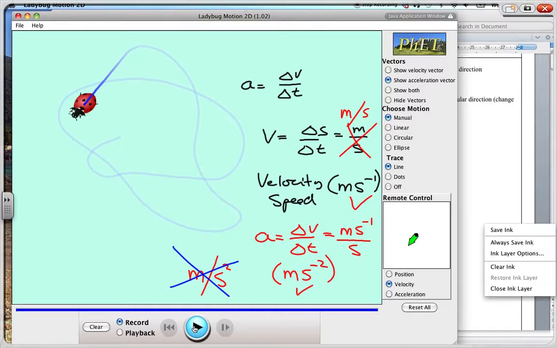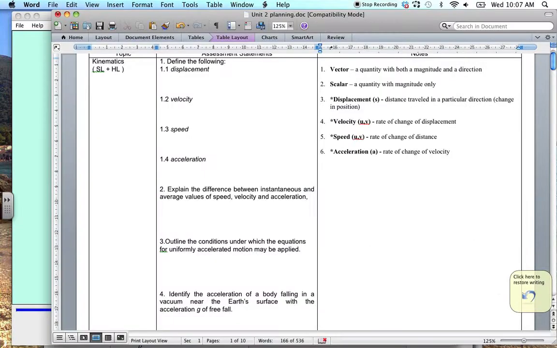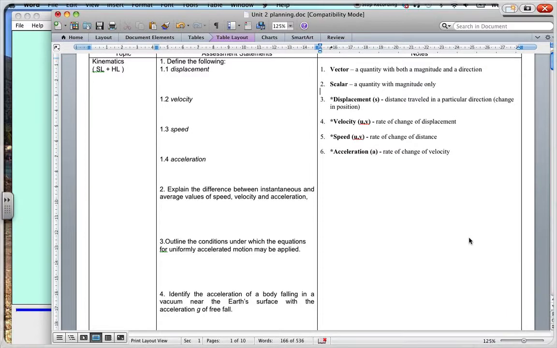So going back here to our notes, we have defined these things. So I've got the definitions here. The rate of change of distance is speed, the rate of change of displacement is velocity. And here we have the distance traveled in a particular direction. Just this point here, explain the difference between instantaneous and average values.